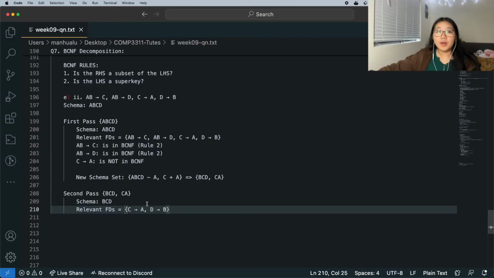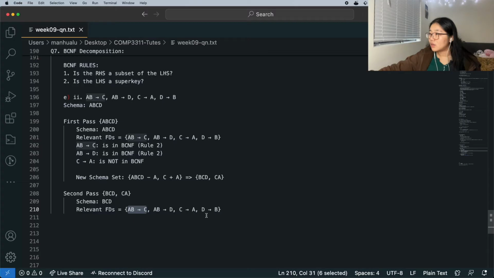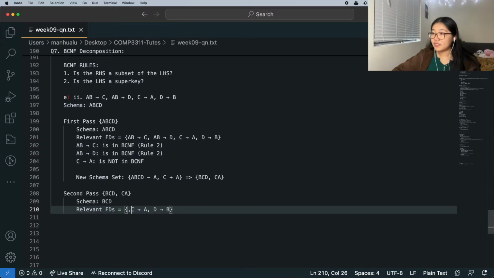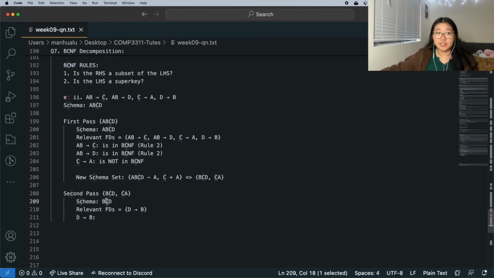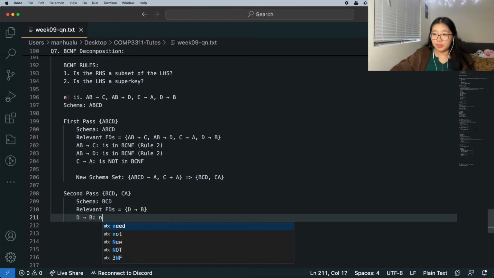And then moving on, you'll see here that CA, you also don't have because we don't have the A. So you're actually only left with D gives us B at the very end. Okay, we'll go through each of these functional dependencies. This one here, D gives us B, but it doesn't give us C. So this is not in BCNF.